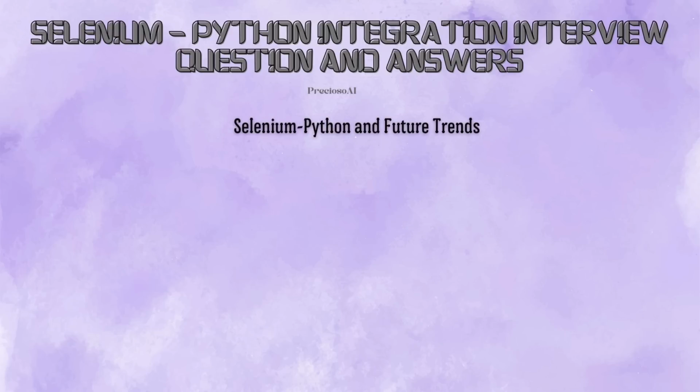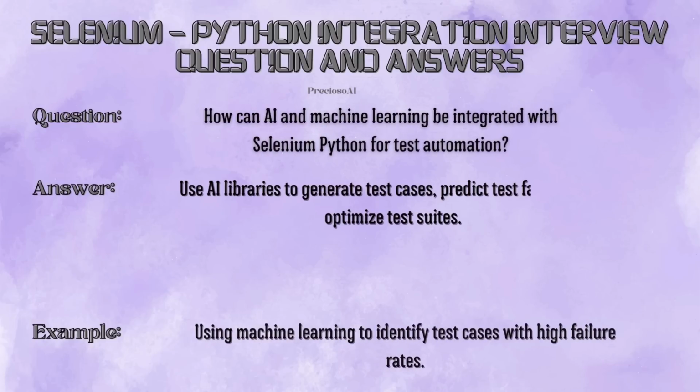Selenium Python and future trends. Question: how can AI and machine learning be integrated with Selenium Python for test automation? And the answer is use AI libraries to generate test cases, predict test failures, and optimize test suites, for example using machine learning to identify test cases with high failure rates.